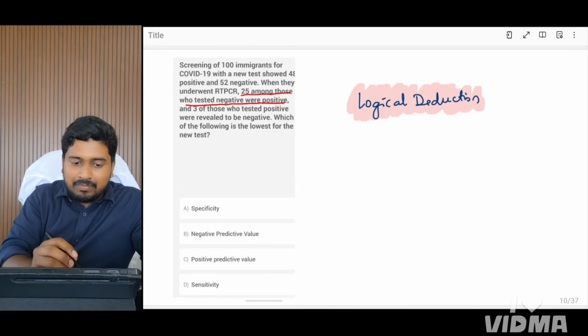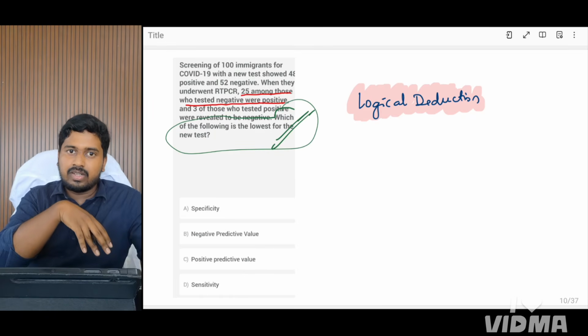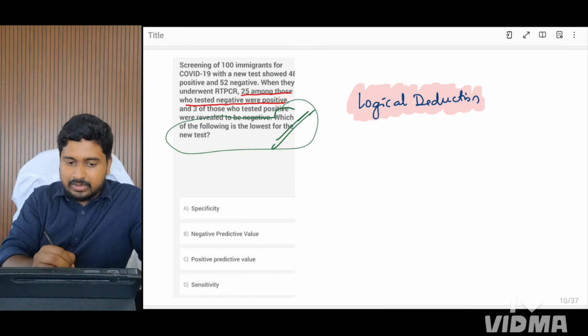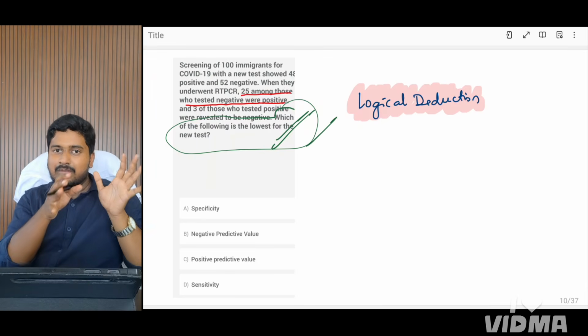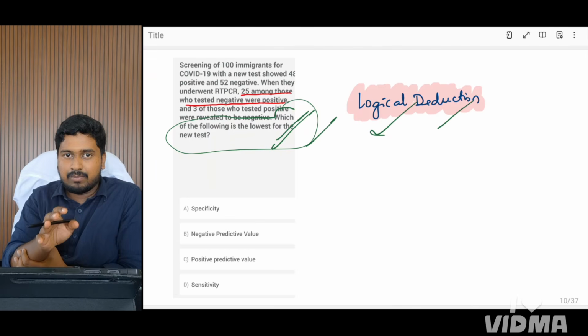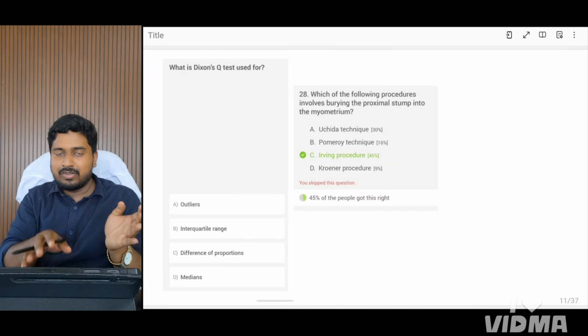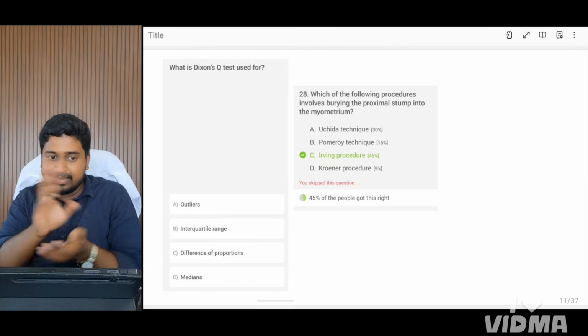Now, let's see this option. Here you have to actually predict which is the lowest for this test. Okay, which of the following is the lowest for the new test. Okay, so this requires some PSM knowledge also, but you can actually solve it with logic also. So this is basically a logical deduction type of question. You just apply your logic and you come to the answer. Okay, so this is not very difficult. This is similar to the techniques that I discussed earlier.